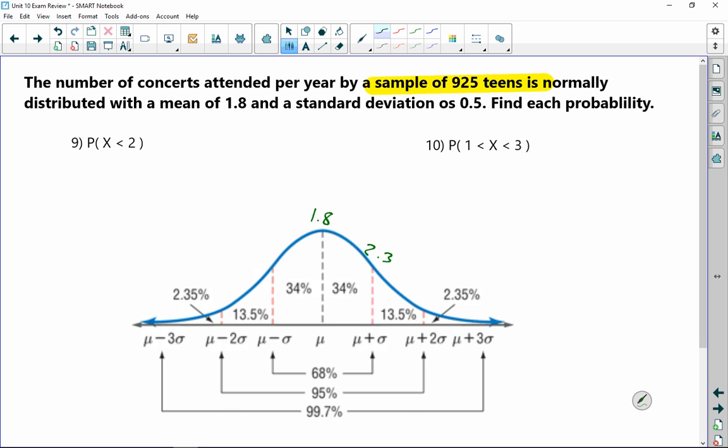2.3. What is it going back to the left? 1.3. And then it's what? 0.8. What is it going one more that way? 2.8. Good. Okay, so now if you notice the 2 kind of falls in between, doesn't it? It's about right in there. Everybody with me so far? Okay, so I want to find all the values that are less than 2.